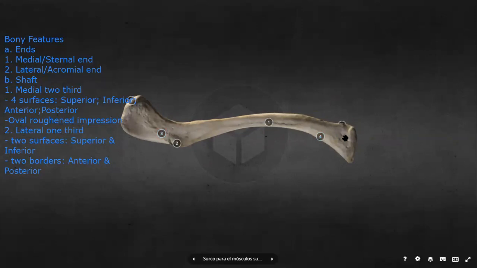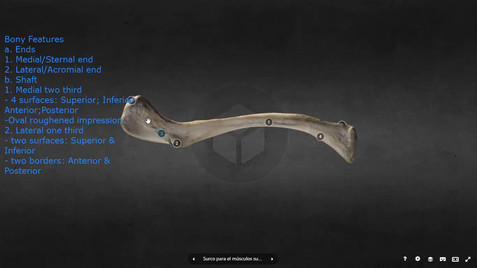On the medial two-third, near the sternal end or the medial end is an oval roughened area that is there to provide attachment to a ligament called costoclavicular ligament. Next to this roughened area, moving laterally, there is a narrow, long depression called a sulcus or groove. This sulcus or groove is named according to the muscle to which it provides attachment, and the name is subclavian groove or subclavian sulcus.